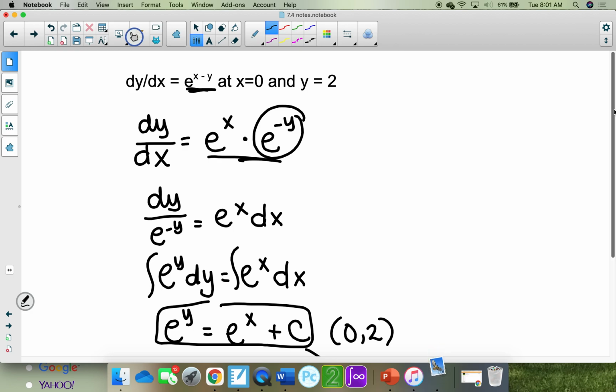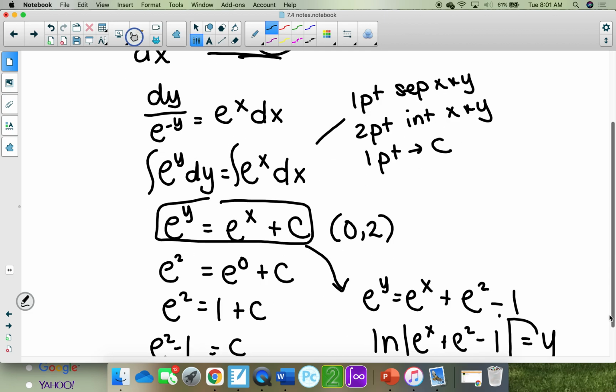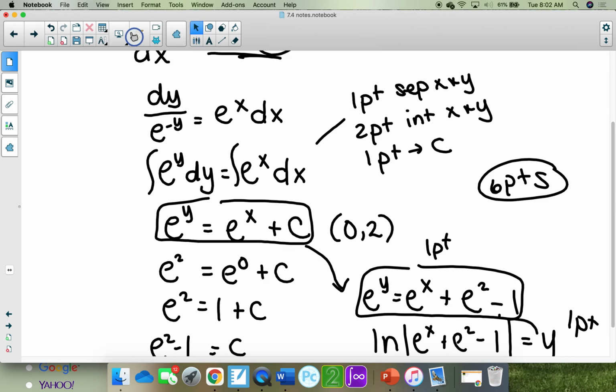You would get 1 point on the AP test if you could separate the x's and the y's. You're going to get 2 points if you can integrate the x's and the y's. You're going to get 1 point if you can find the c. You're going to get 1 point if you can get it to here, and then you get another 1 point if you can get it to there. So this problem is worth 6 points on the AP test if you can do all the steps for them. Okay, that's all the notes for 7.4.